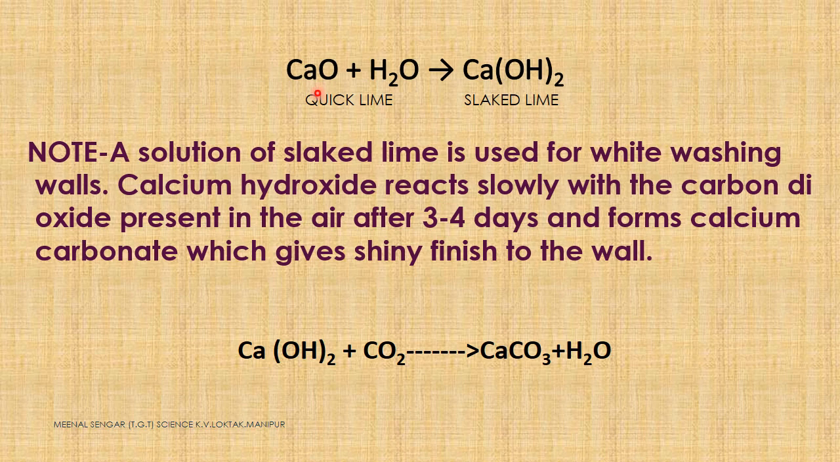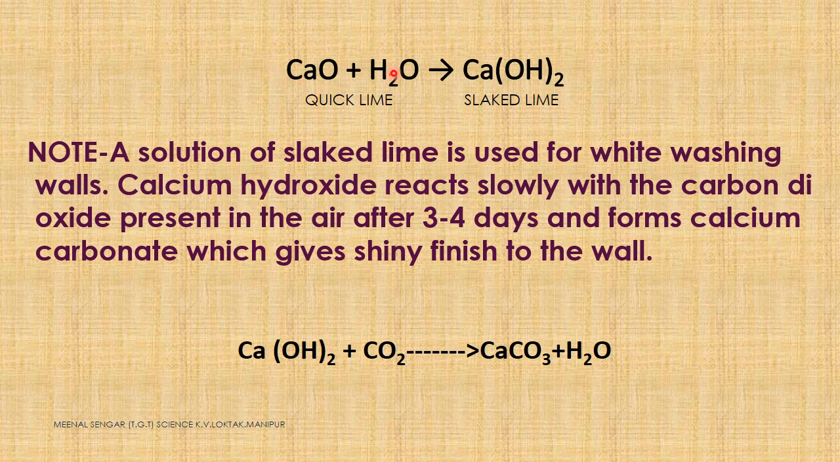As I told you earlier, when we react calcium oxide with water, it forms calcium hydroxide. This calcium hydroxide solution, that is slaked lime, is used for whitewashing our walls. Why do we use this slaked lime for whitewashing? Because it reacts with the carbon dioxide present in the atmosphere and produces calcium carbonate and a small amount of water, which evaporates. This calcium carbonate has a shiny appearance and gives our wall a shiny touch. That is why calcium hydroxide is often used. This is also an example of a combination reaction.